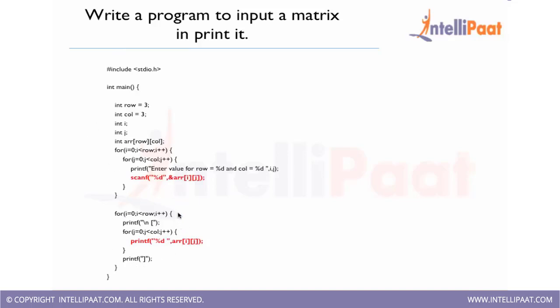To print the output, again I need to run 2 loops, one for the row, one for the column, and then I have to print the value of the array. So this is how I can print the complete matrix.